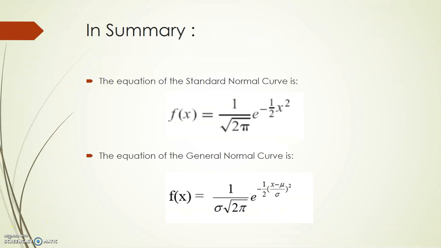In summary, here we have the equation of the standard normal curve where the mean is equal to 0 and the standard deviation is 1. And here is the equation of the general normal curve where a mean is given as a certain value and the standard deviation is given as a certain value.